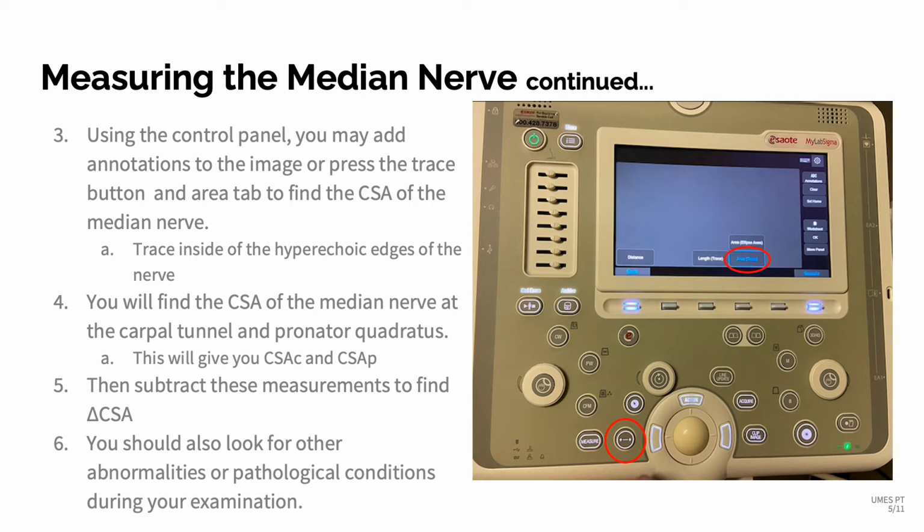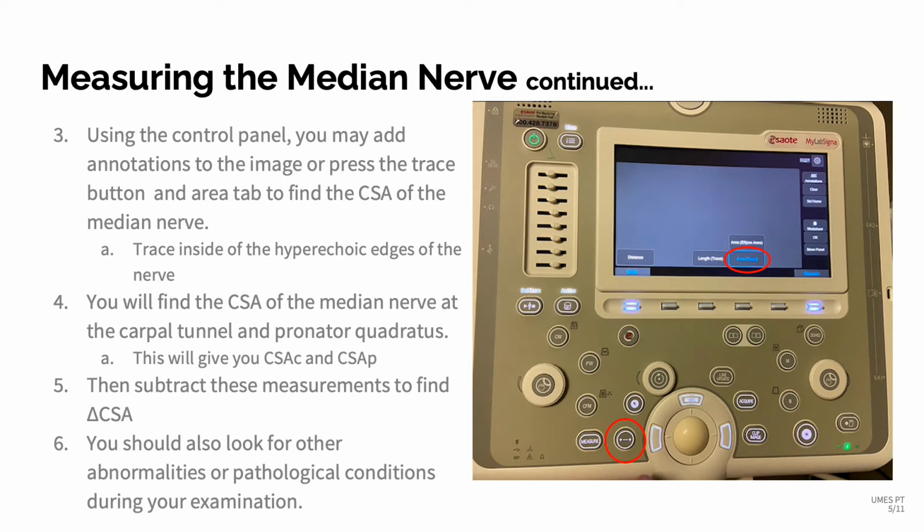Then you're going to press the trace button right here that's circled down here, and then the area tab, which is the circle up here. After you've done that, you can trace inside the hyperechoic edges of the nerve. You are going to find the cross-sectional area of the median nerve. It's just going to pop up on the screen. You're going to find that at the carpal tunnel and the pronator quadratus. So this will give you CSA-C and CSA-P. Then you will use these to subtract these measurements to find the difference in the cross-sectional areas.